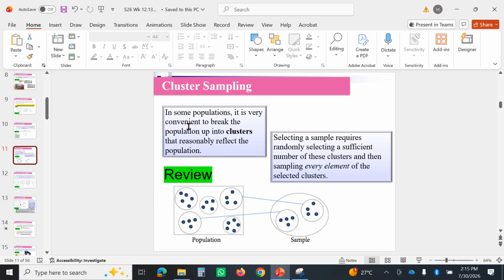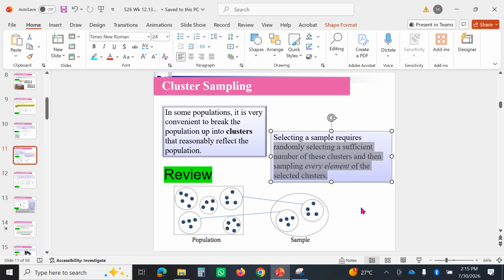So in some populations, it's very convenient to break the population up into clusters. Selecting a sample requires randomly selecting a sufficient number of these clusters and then sampling every element of the selected cluster. Okay.